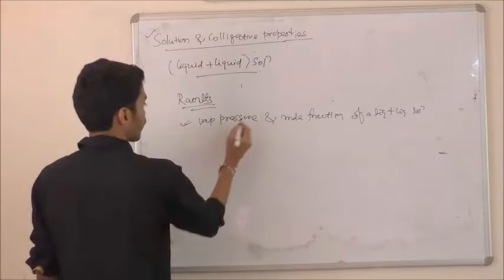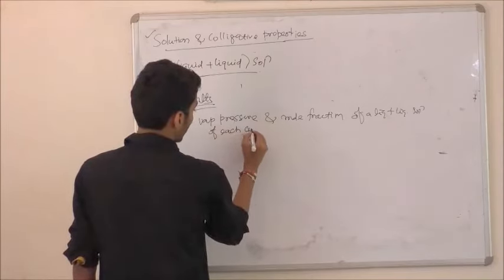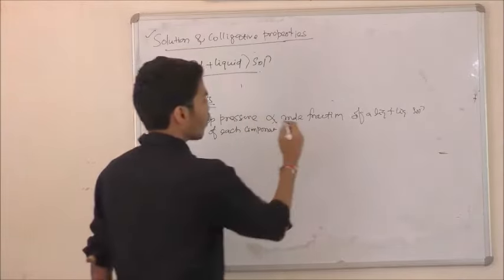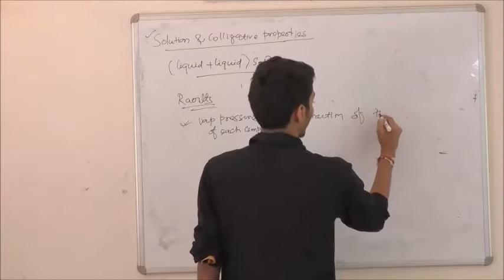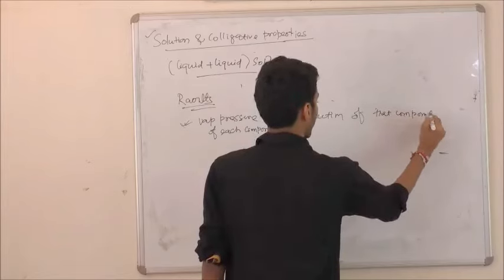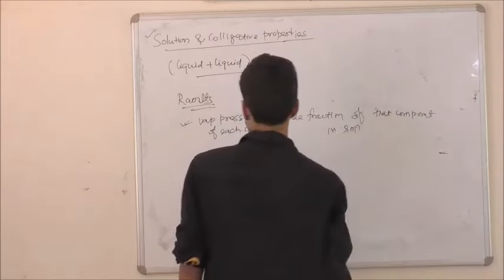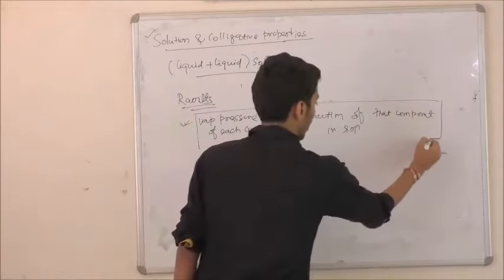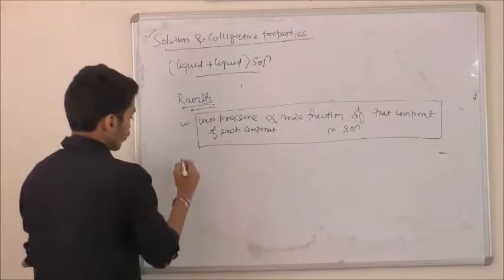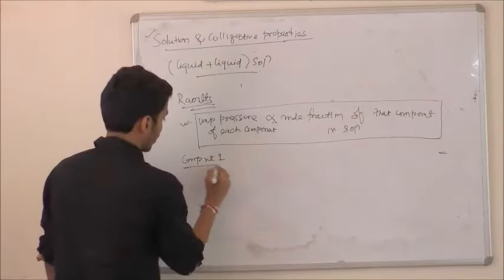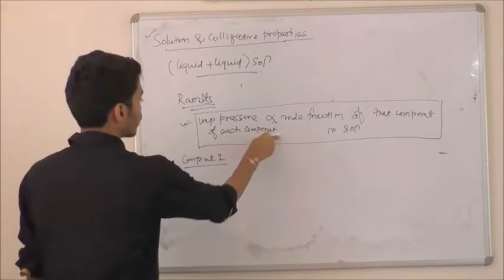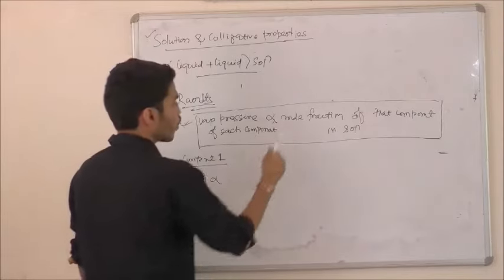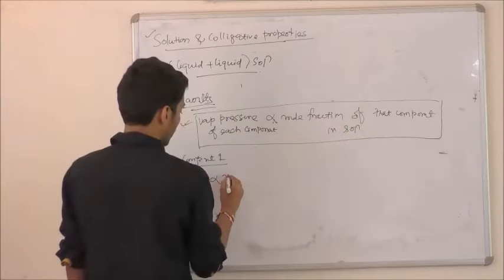Let me write this. Vapor pressure of each component is directly proportional to mole fraction of that component in solution. Now this is known as Raoult's law. So suppose for component 1, what will happen? Vapor pressure of each component, means vapor pressure of component 1, that I have told you as P1, is directly proportional to mole fraction of that component in solution, is directly proportional to x1.